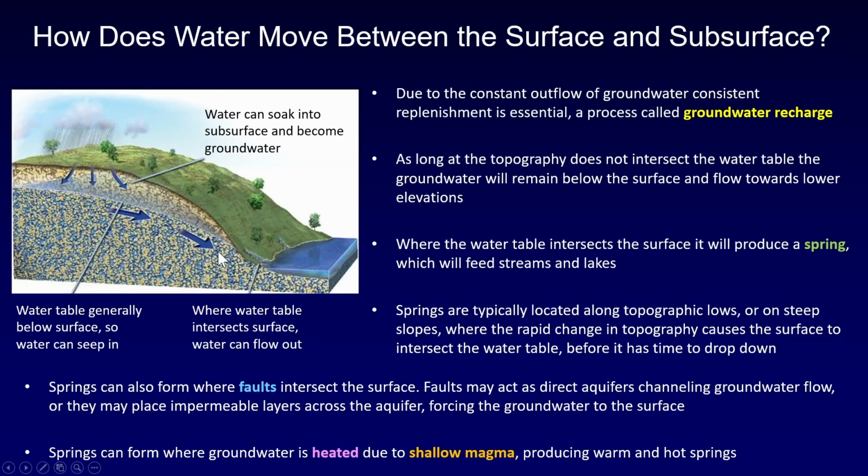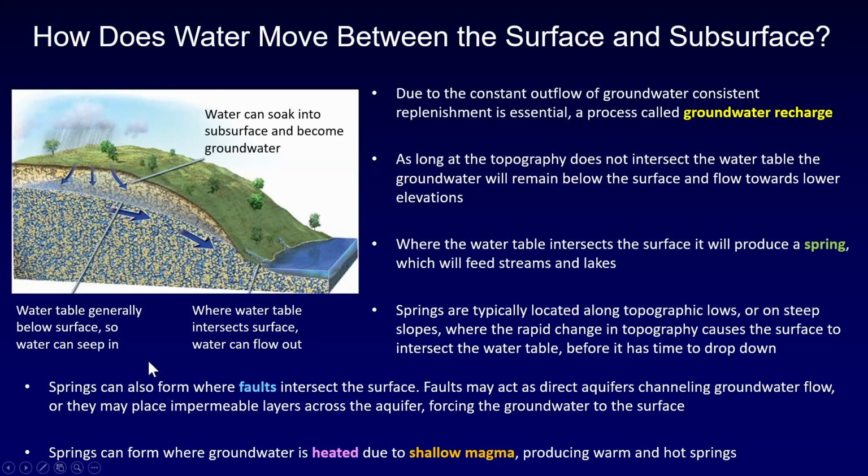Now, obviously, this means that water is leaving the groundwater and flowing onto the surface. And so that water needs to be replaced. And so it's being replaced as new water infiltrates from higher up. So this is the groundwater recharge. The precipitation is coming down, infiltrating, and replacing the water that's being lost through the springs. Now, as long as the topography does not intersect the water table, the groundwater will remain below the surface and will flow towards lower elevations.